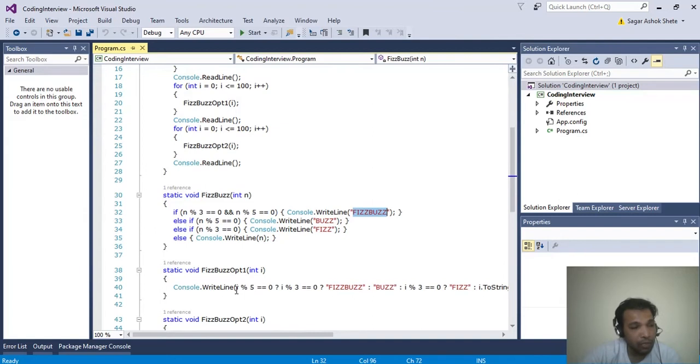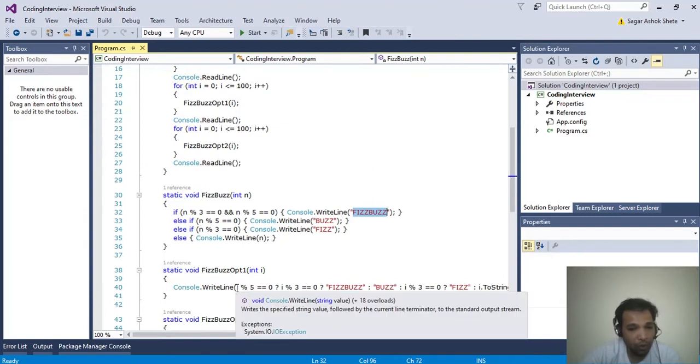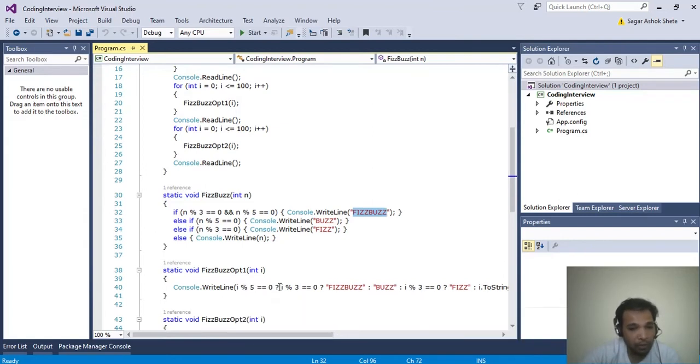So this one is using the conditional operator. You would be knowing that the question mark is a conditional, whether it's true or false. Based on the condition, we apply the actual logic. So this one is the first condition. If it's divisible by 5, in that case move on to the second condition.